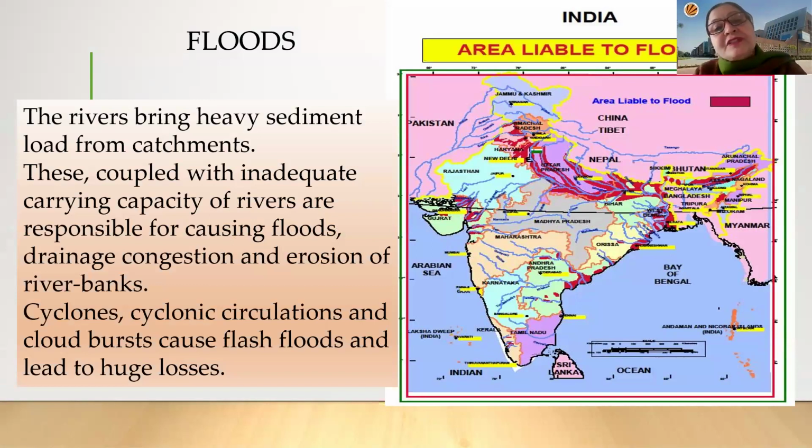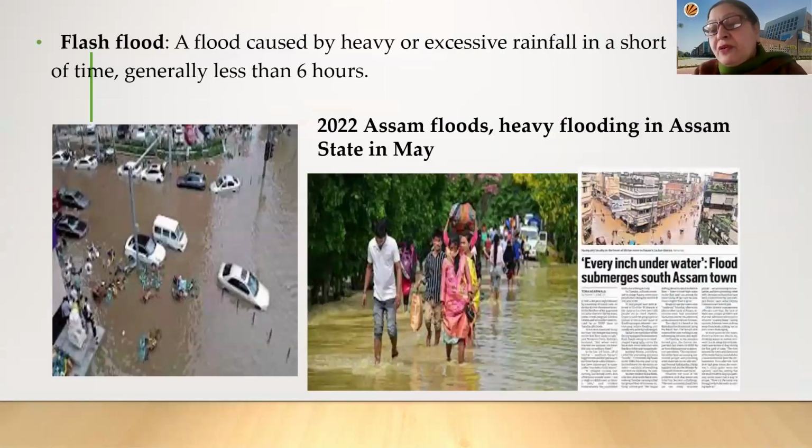Flash floods. What are flash floods? Flash floods are caused by excessive rainfall in a short period of time, generally between 0 to 6 hours or less than 6 hours. So this is known as a flash flood.